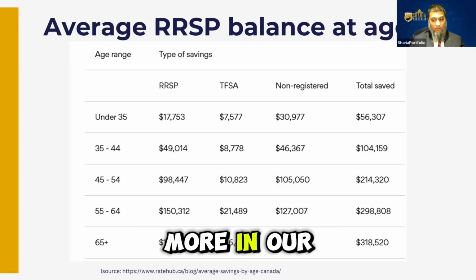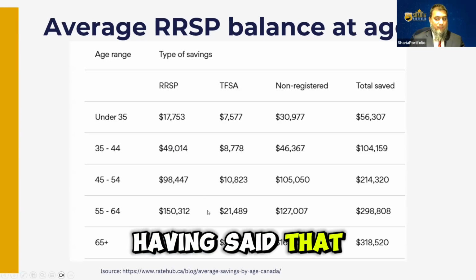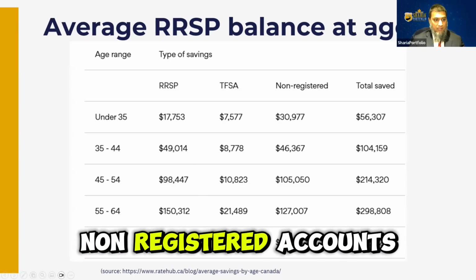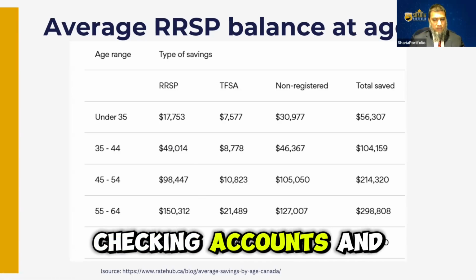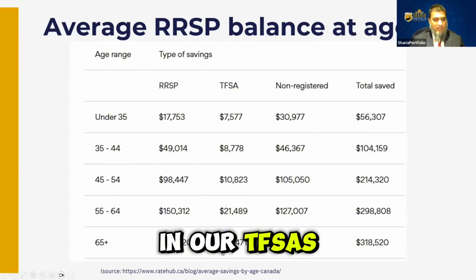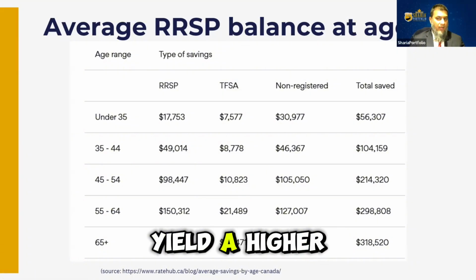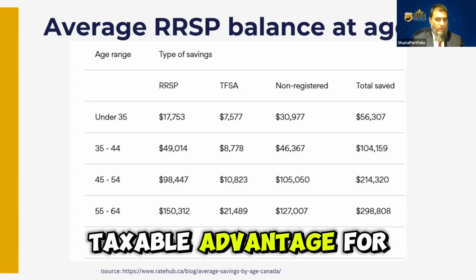We should have more in our RRSPs. Having said that, there are other accounts. We tend to be holding a lot more in non-registered accounts. These could be savings accounts, checking accounts, and we have some in our TFSAs. But certainly having more in an RRSP does yield a higher tax advantage for us.